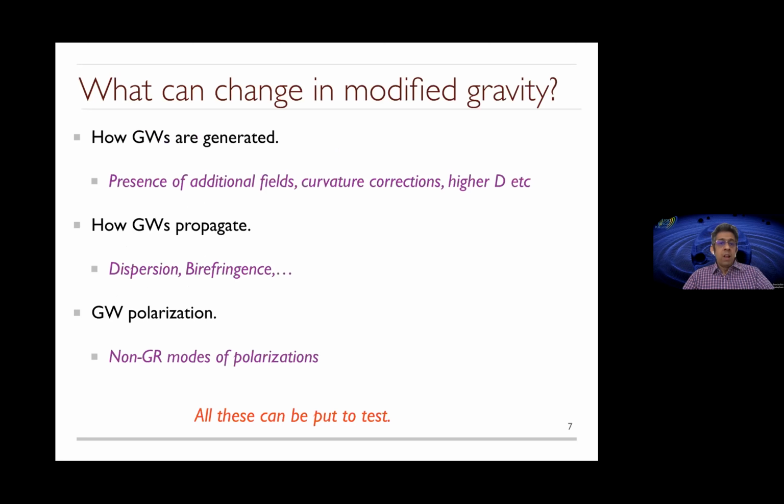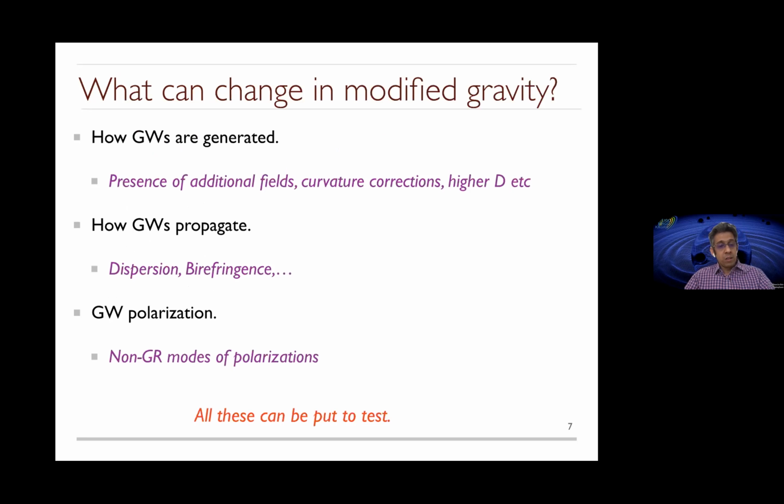Now, more detail. So when I say generation of gravitational waves, I mean the generation of gravitational waves could be affected by the presence of additional fields or correction to curvature or the presence of higher dimension. And when I say propagation, it could be dispersive propagation as opposed to non-dispersive propagation in GR. There could be birefringence and so on and so forth.